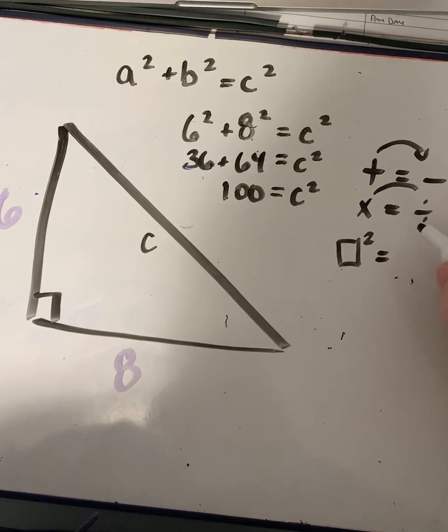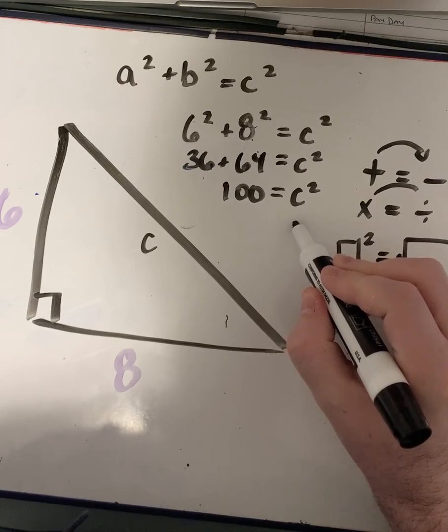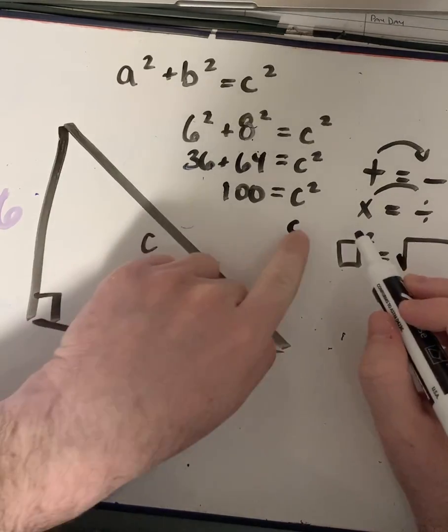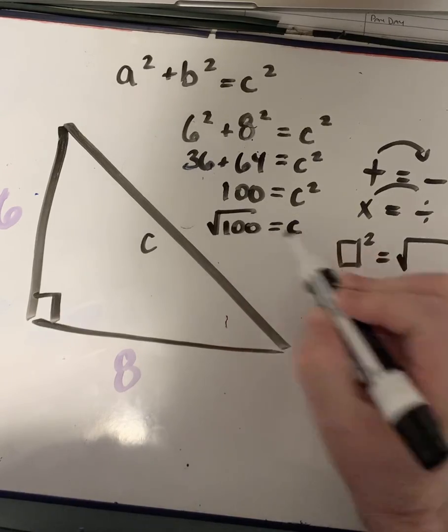How do you isolate the variable? Well, the difference is you would square root it on the other side. So we're going to do that. So we're going to skip a step. We're going to say c, right? We've gotten rid of our square, equals the square root of 100, right?